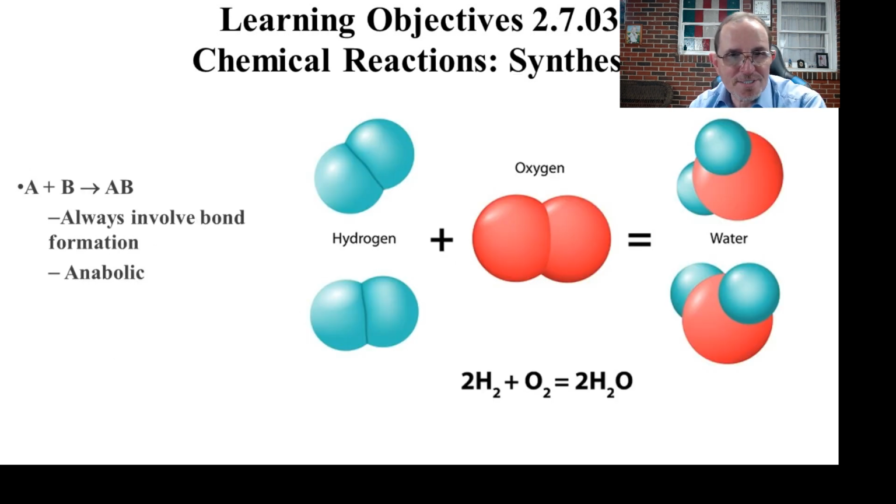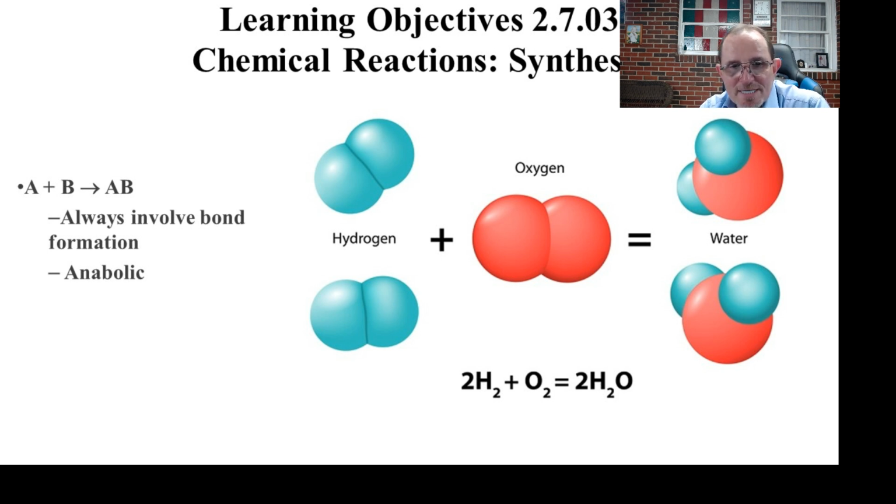Synthesis reaction, you can see there. Now, of course, this is going to be the anabolic. We talked a little bit about that in chapter 1. This is always forming a bond. So there's molecular hydrogen, 2 hydrogens. There's 2 hydrogens, and there's 2 oxygens. 2H2 plus O2 equals 2H2O.